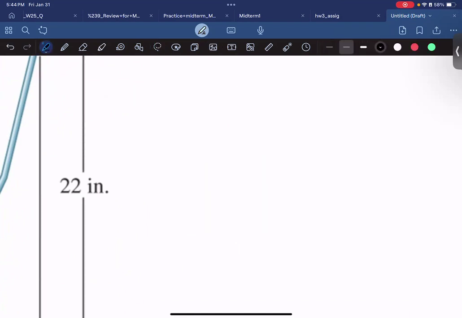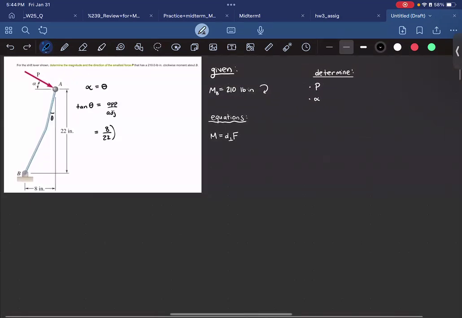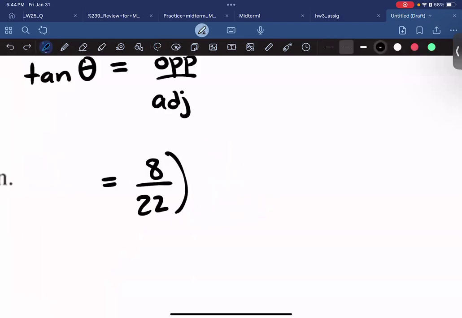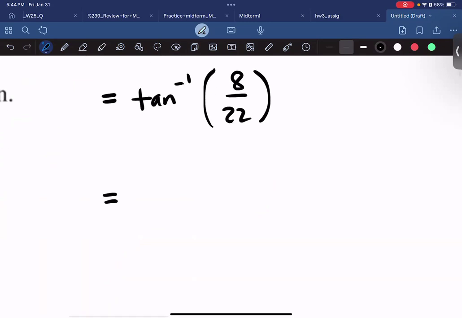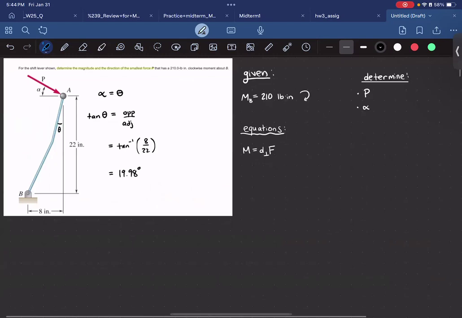Sorry, I'm going to move this over. Oh, it's not working. Just erase. So we'll get our inverse of tangent of 8 over 22, and when you plug that into your calculator, it's going to be equal to 19.98 degrees, or whatever value you're given for the problem.